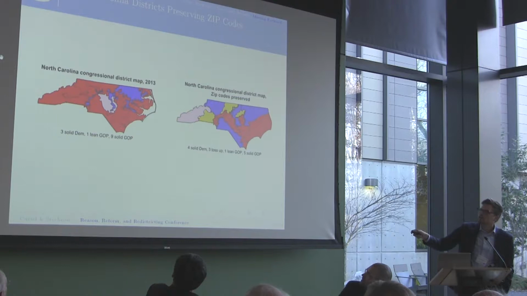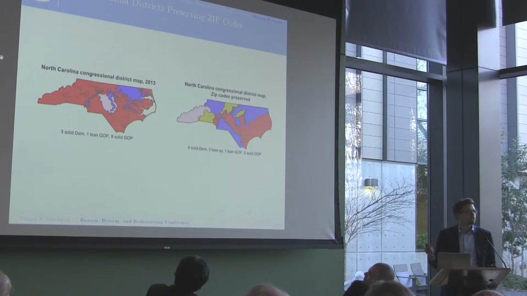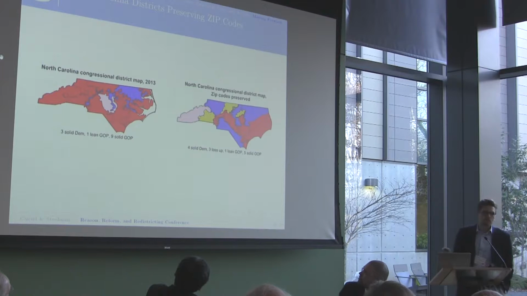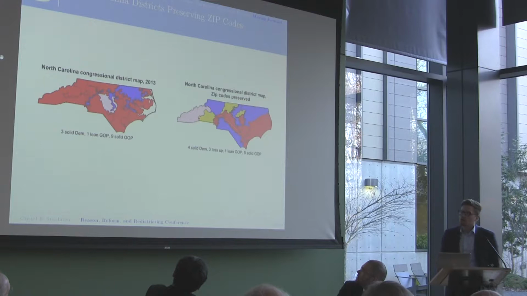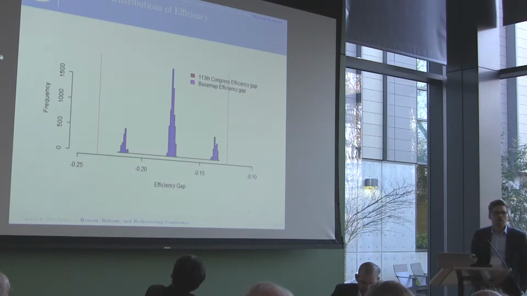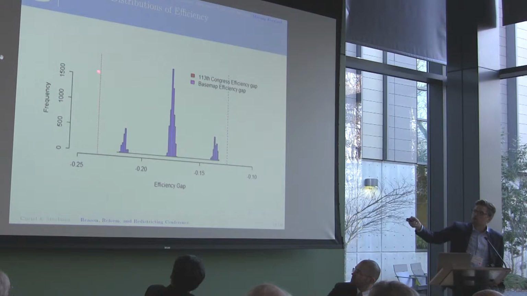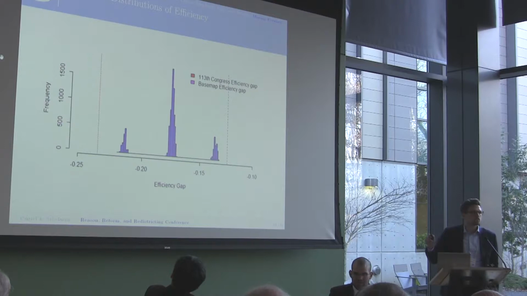And here, based on that map, is our method where we were able to preserve every single zip code in North Carolina. And I would point out that not only were we able to preserve every zip code in North Carolina, but our maps are far more equitable for both parties. In our maps, you see 4 solid Dem seats, 5 solid GOP seats, and then 3 or 4 that are toss up. And if you compare our method using the efficiency gap, here is the bias for the map used in the 113th Congress. And in all of our simulations, we were unable to produce a map as biased.